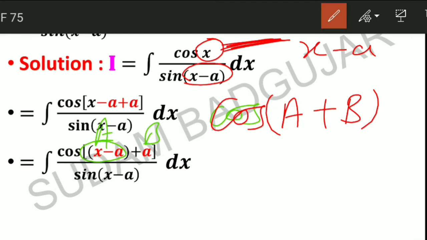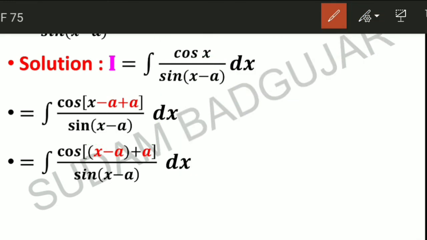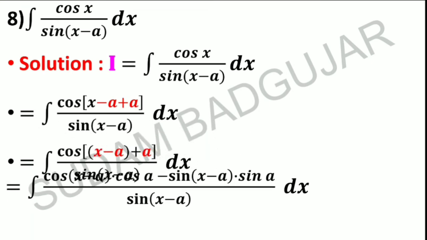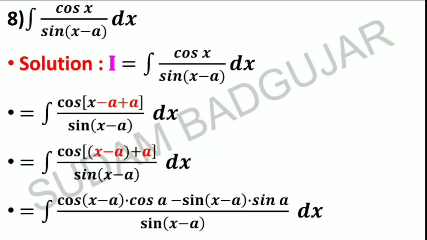Here you have to convert the numerator angle in terms of the denominator, and by using cos of a plus b, you will get cos of x minus a into cos a minus sin of x minus a into sin a, upon the denominator, keep as it is. And you have to split this, first term upon denominator minus second term upon denominator.